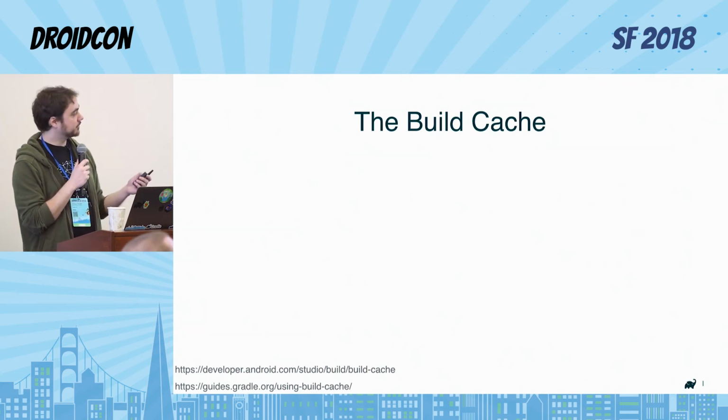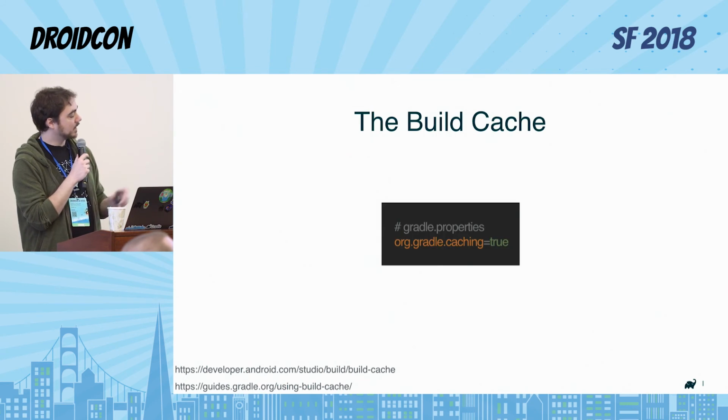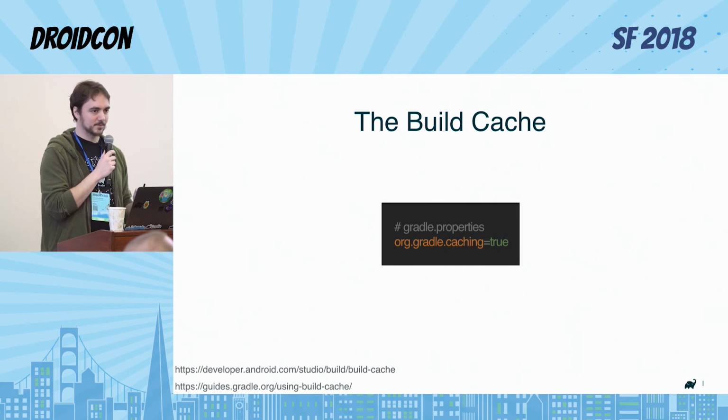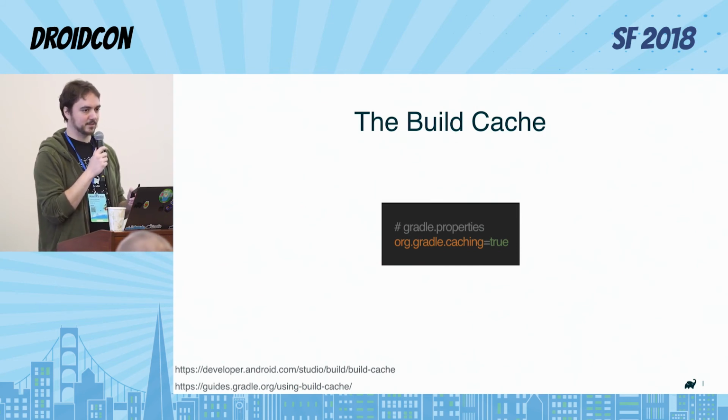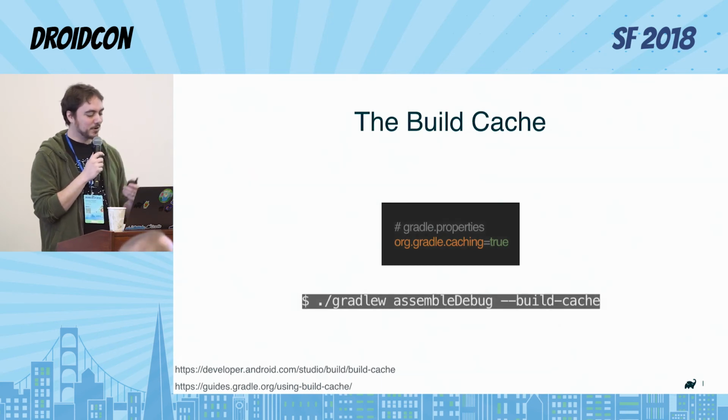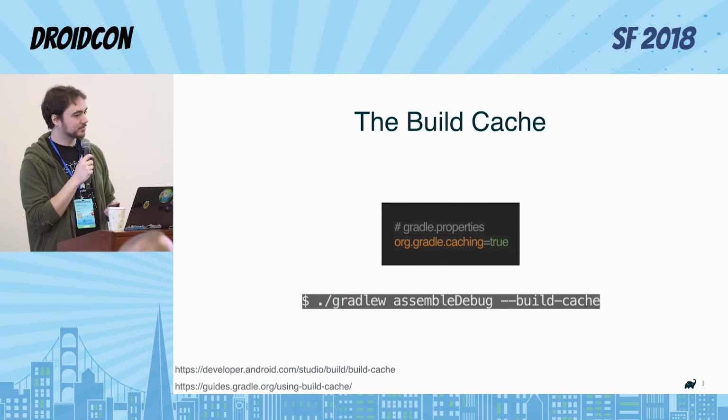How do you enable it? It's pretty straightforward. Add that to your gradle.properties. If you want to enable it permanently, that'll just be for the local cache, of course. I see photos being taken. I'll wait. Okay. Or on an ad hoc basis with this command line flag.